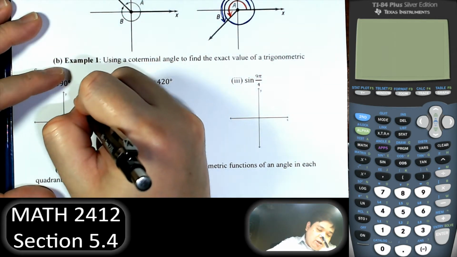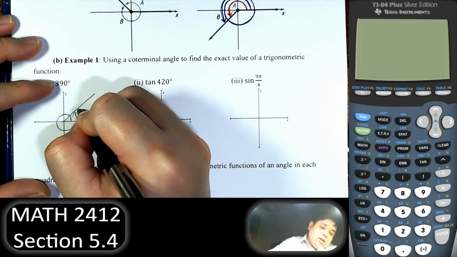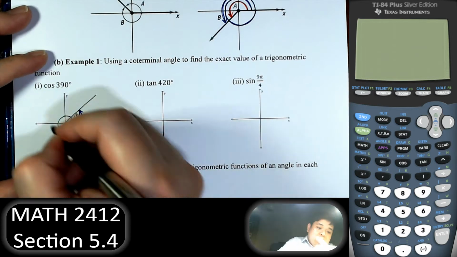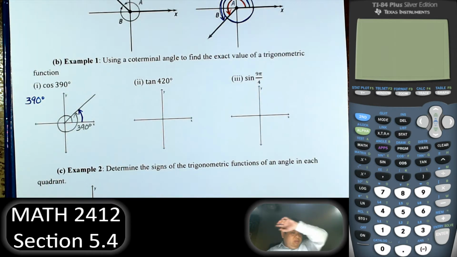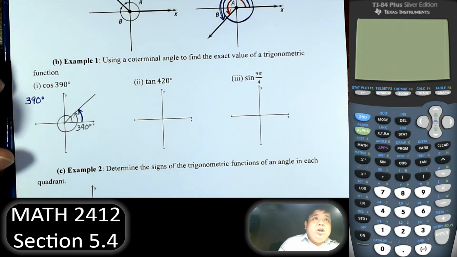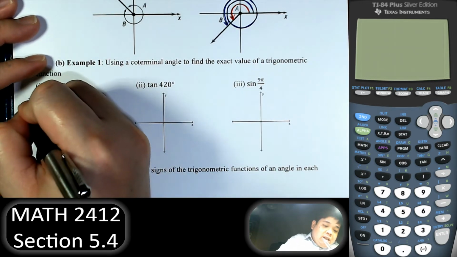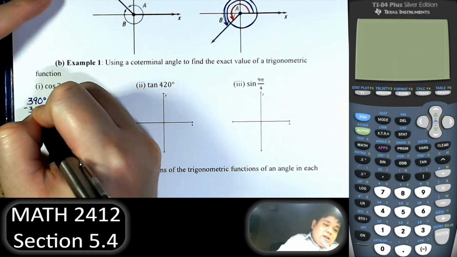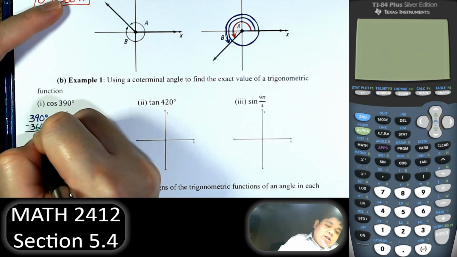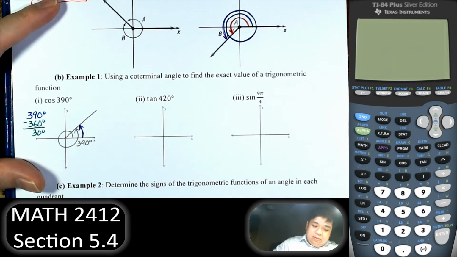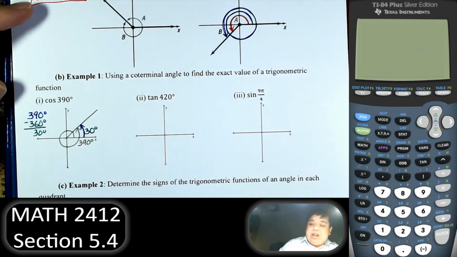If we talk about the coterminal angle, we only need this much. In terms of calculation, if it is 390, we can add or subtract 360 from it to bring the angle to between 0 and 360. So if we subtract 360, which gives us a coterminal angle, that gives us 30 degrees. So 30 degrees is the coterminal angle of 390 degrees.